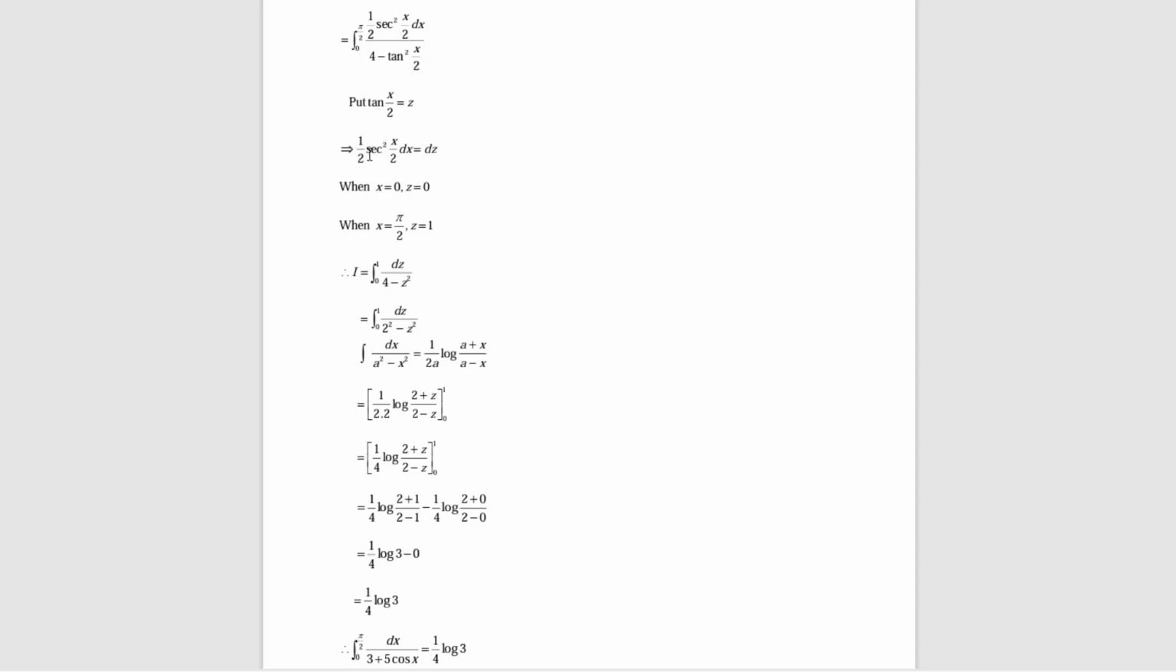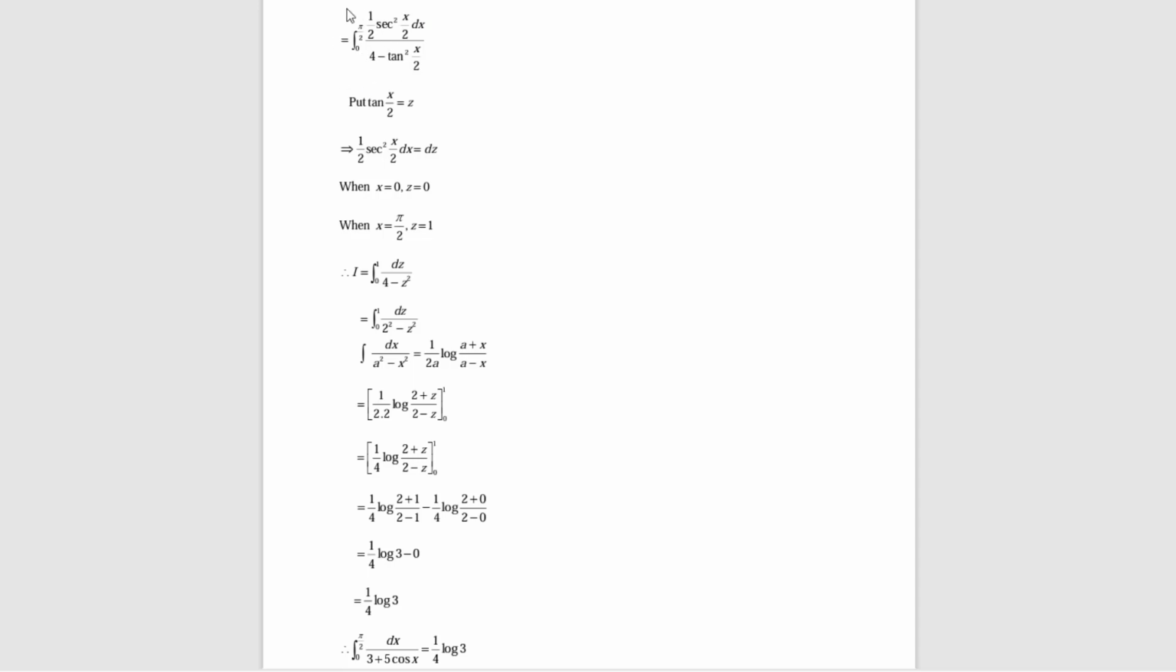Now if we differentiate, we get 1 by 2 sec square x by 2, and on the right side we have dz by dx, and the dx was taken to the left side. Now we have changed everything in terms of z except for the limit. Since we have changed everything in terms of z, we also need to change the limit, right?